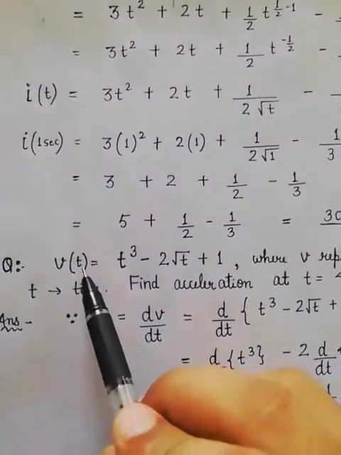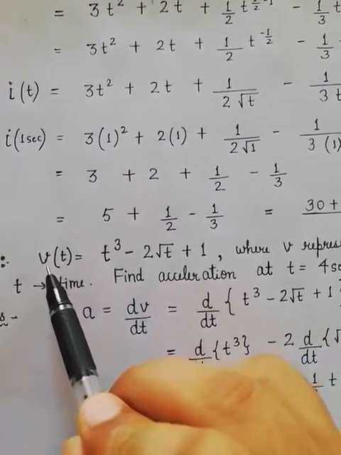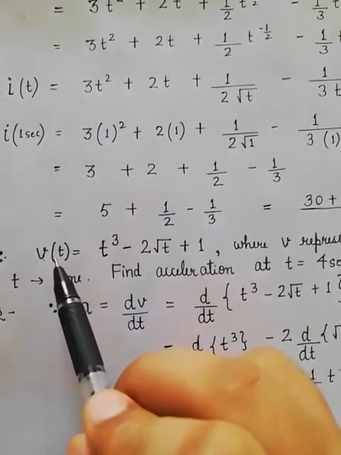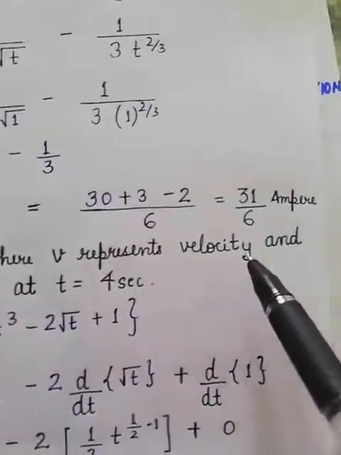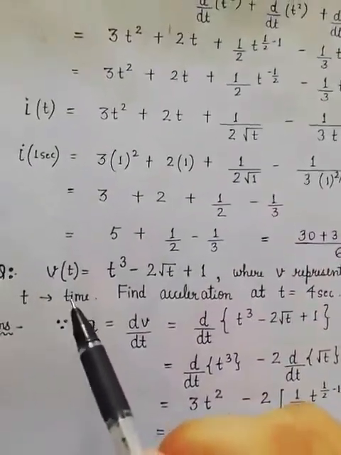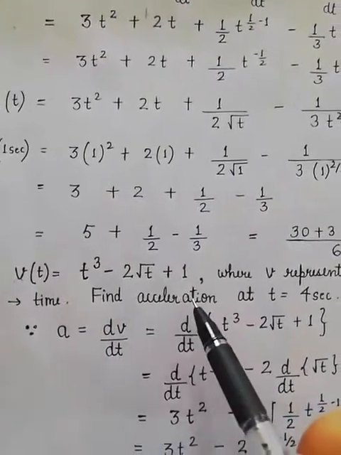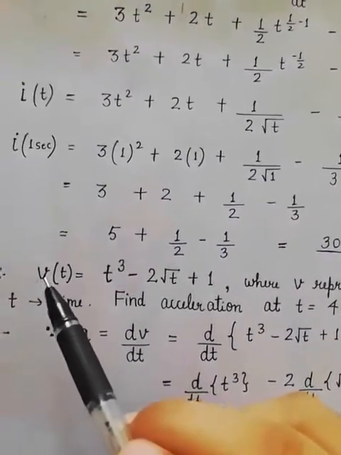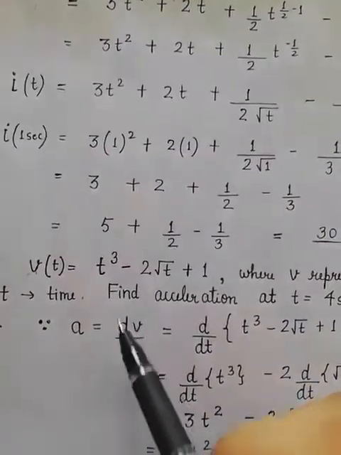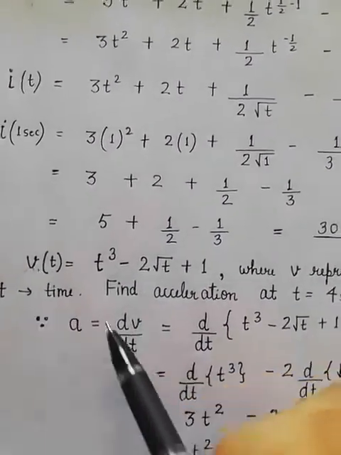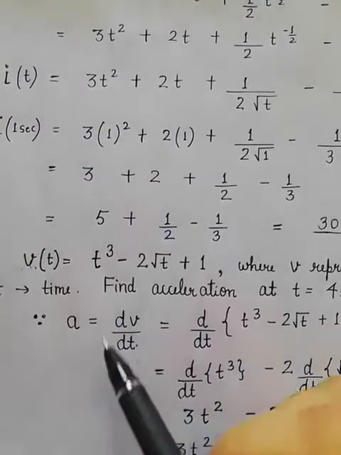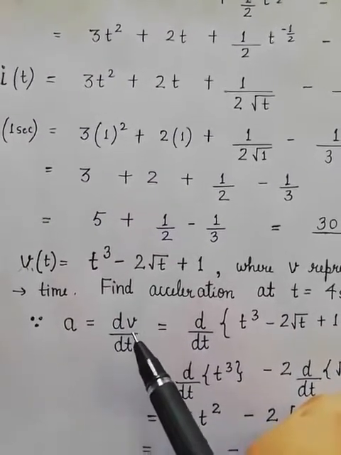Suppose we have the velocity which is a function of t. Okay, so this is the dependent variable, this is the independent variable, given as t³ − 2√t + 1, where v represents velocity and t represents time. And if I ask you to calculate the acceleration, what is it? Rate of change of velocity. That means the change in velocity with change in time. That means you have to differentiate this velocity with respect to time. That is the real meaning of differentiation, right?